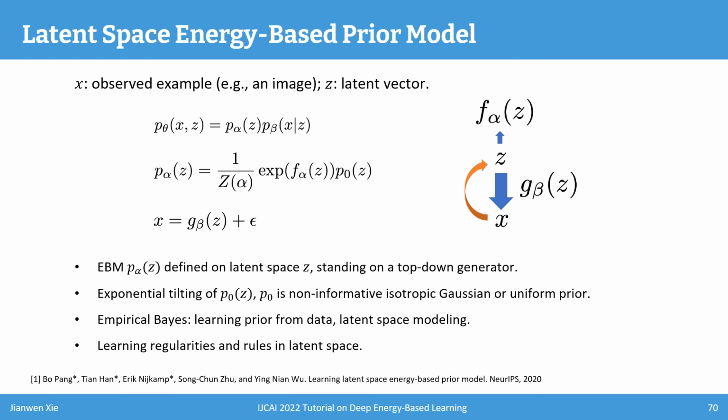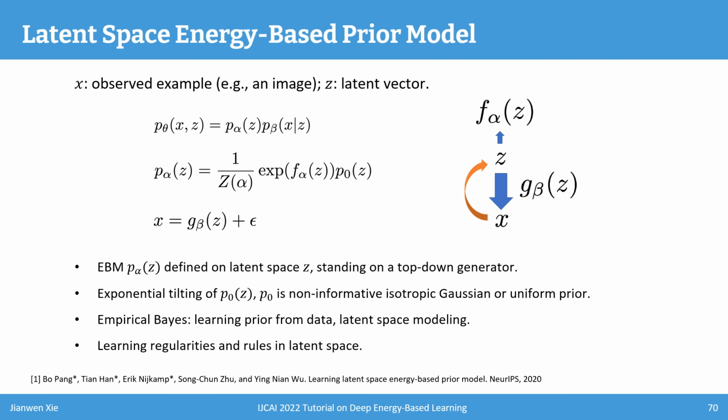The top-down generator G is parameterized by a deep neural network with parameters beta. The prior distribution of Z is in the form of an energy-based model, which is parameterized by an MLP with parameters alpha. P alpha of Z is an exponential tilting of a non-informative Gaussian prior P0. With an informative energy-based prior distribution, the model can learn regularity and rules in the latent space of the data.